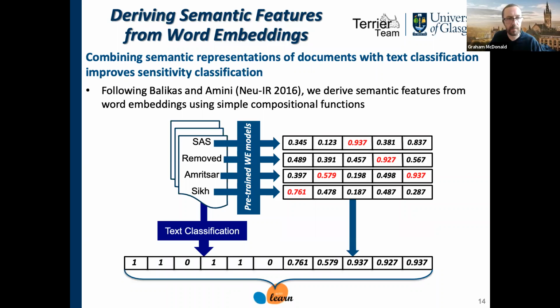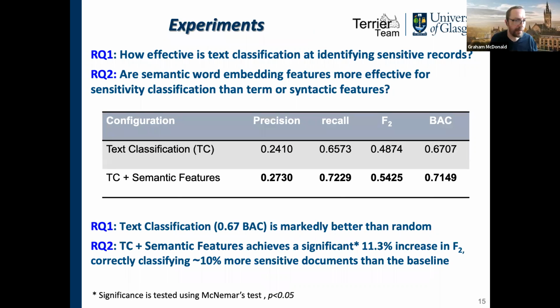So then when we did this, we basically just wanted to know, does this work? So we had two basic research questions. How effective is text classification? And are semantic word embedding features more effective for classifying sensitivity? So we find that text classification on its own performed markedly better than random.